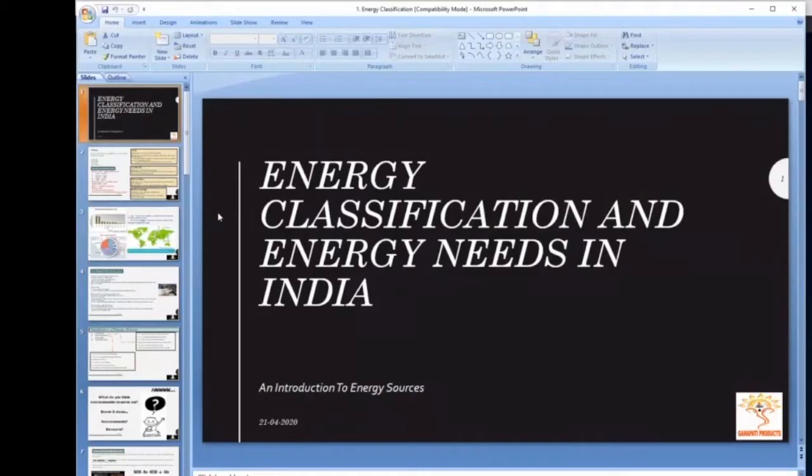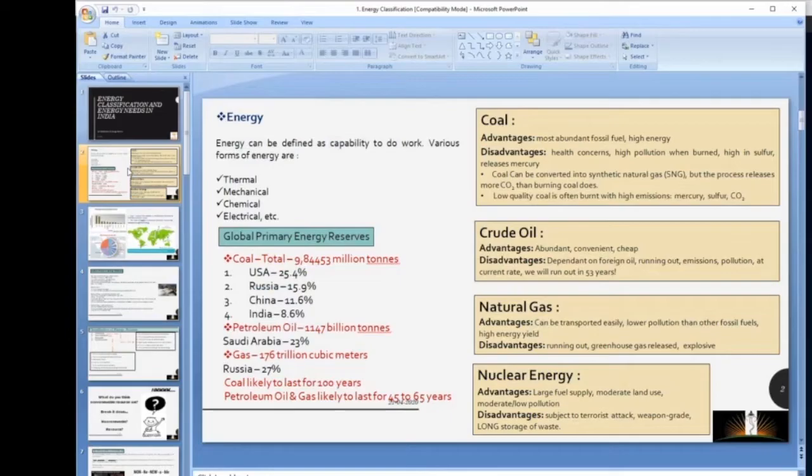So, what is energy? Energy is basically the capability of doing work. We calculate it as power divided by time. Now, the various forms of energy are thermal, electrical, mechanical, chemical, and many more. But the major ones that we are going to discuss in this class, because it's basically a solar class, are electrical and thermal. Thermal is basically heat energy.